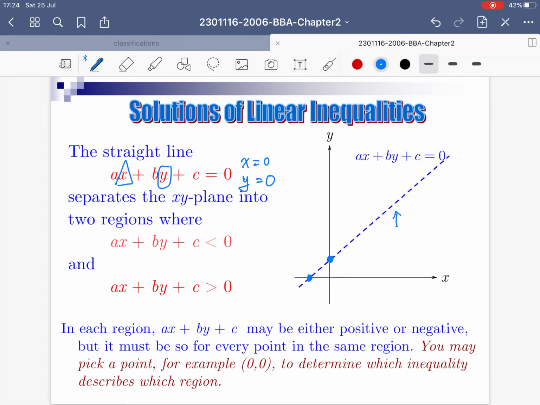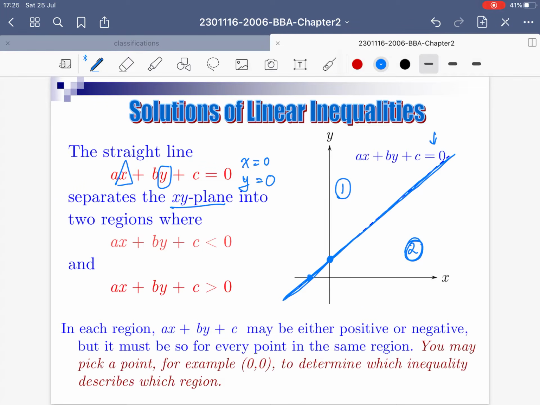And then after you get your y-intercept and your x-intercept, you can simply draw this straight line. If you talk about the one with the equal sign, it means that you are going to use the solid line. The solid line will represent the equal sign. However, this solid line will separate your plane into two pieces. The one that we call the first piece looks like the one up here, and the one that we call the second piece is down here.